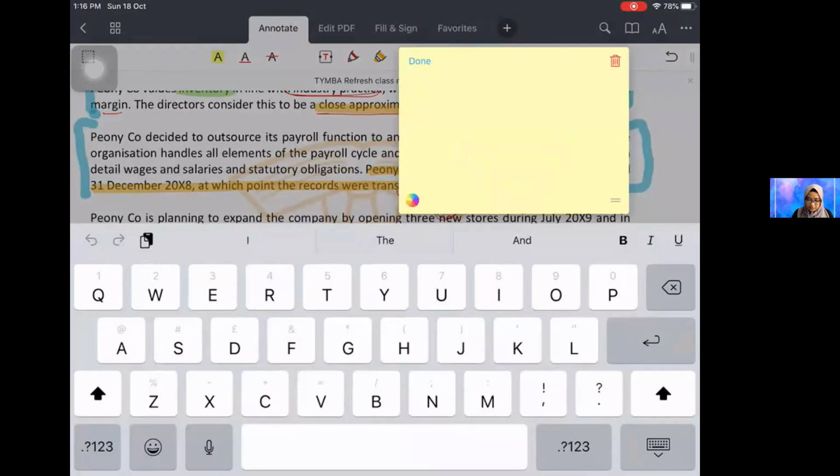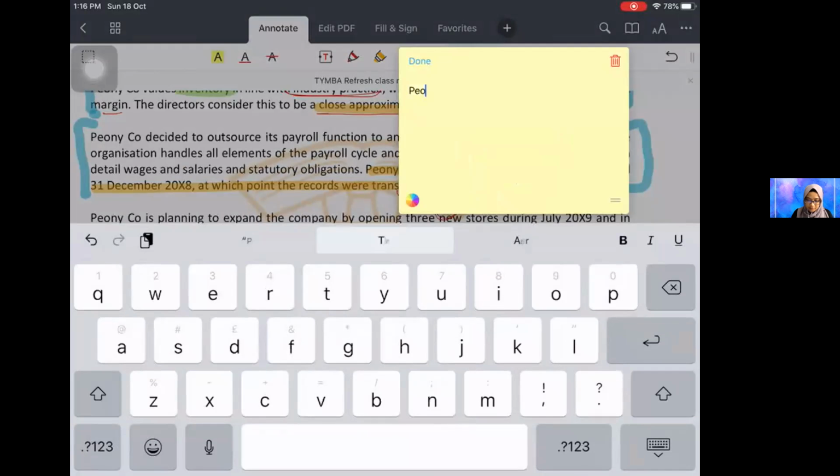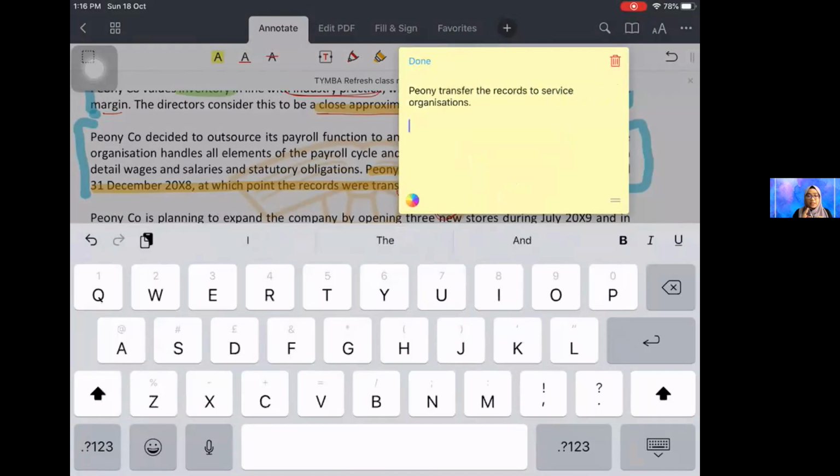Okay. The issue is transfer the records to service organization. Okay. Now, dalam I punya setup, dalam kita punya teknik, kita kata second sentence ialah as per standard.